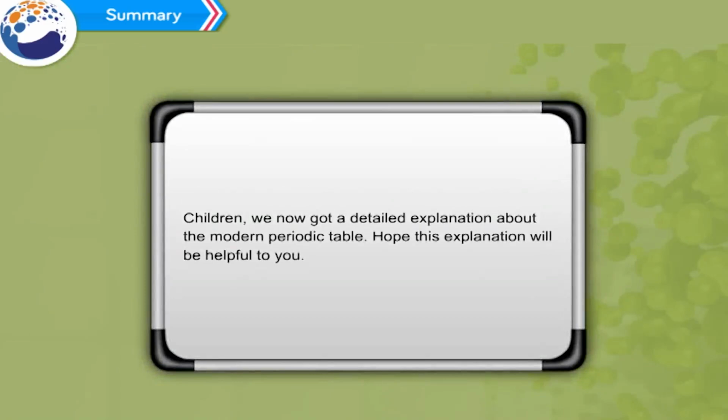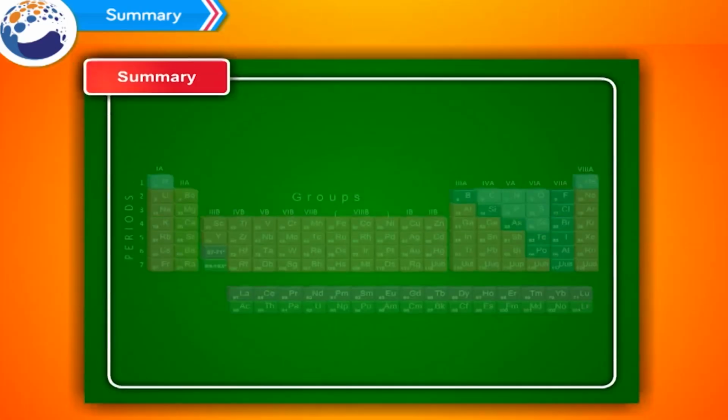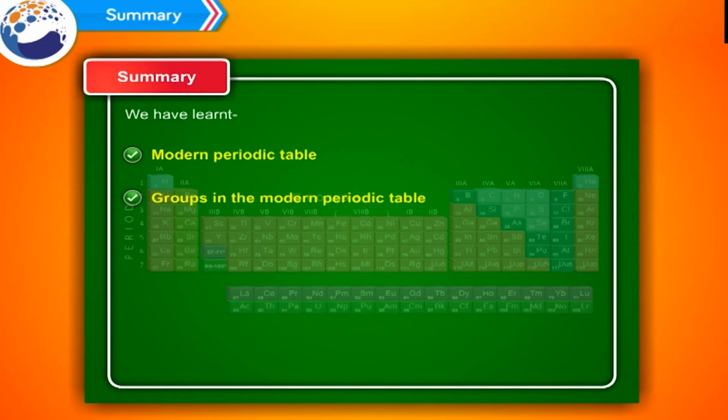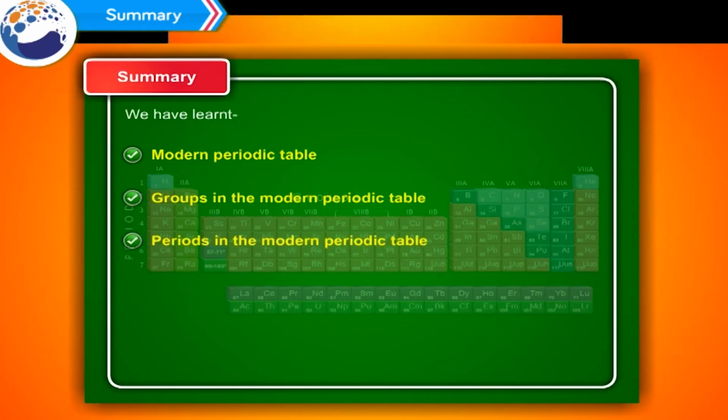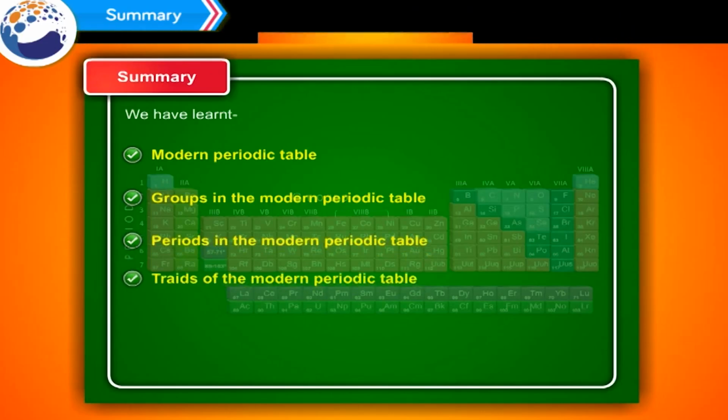Children, we now got a detailed explanation about the modern periodic table. Hope this explanation will be helpful to you. Summary. We have learned modern periodic table, groups in the modern periodic table, periods in the modern periodic table, trends of the modern periodic table.